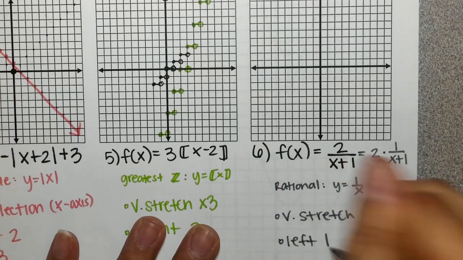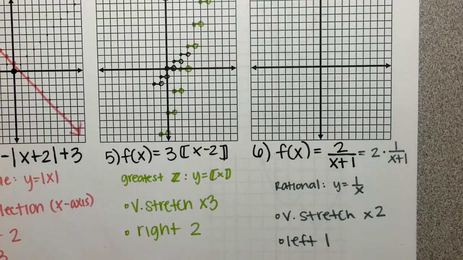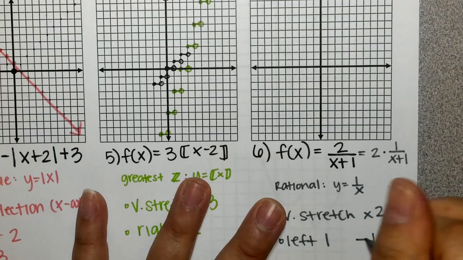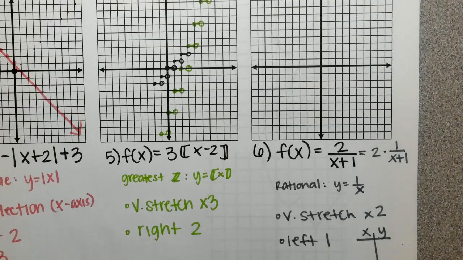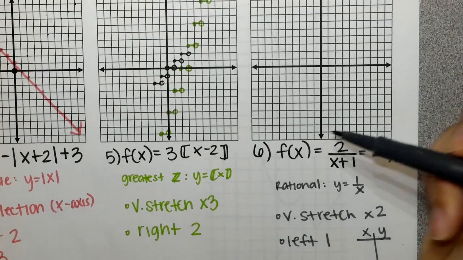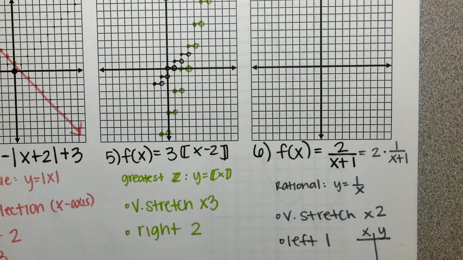Left 1. Now I'm going to be honest. Again, rational functions just aren't the easiest thing to deal with. So I also here make a table. Normally, for rational functions, for the parent functions, your asymptotes are on the x and y axis. Do y'all agree with that?